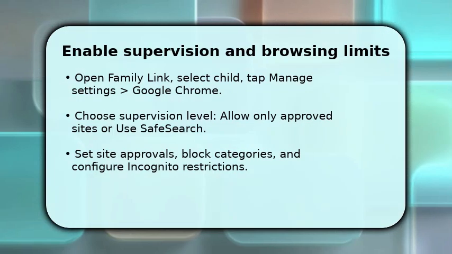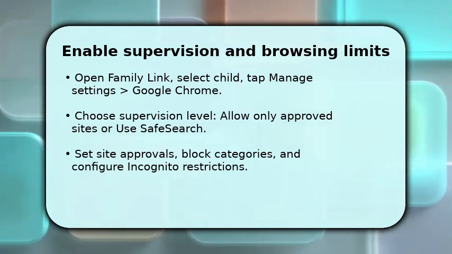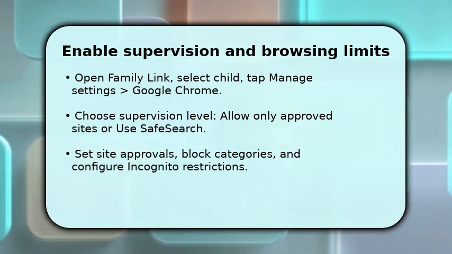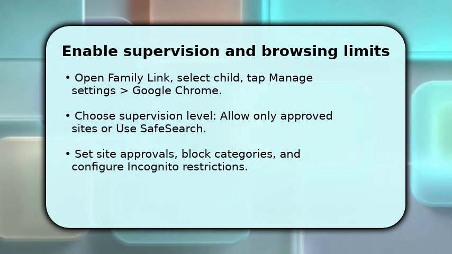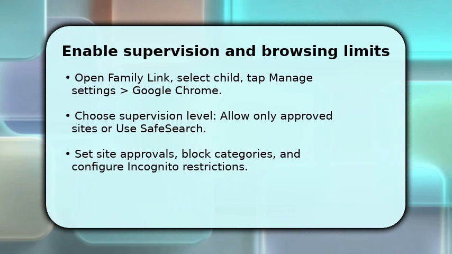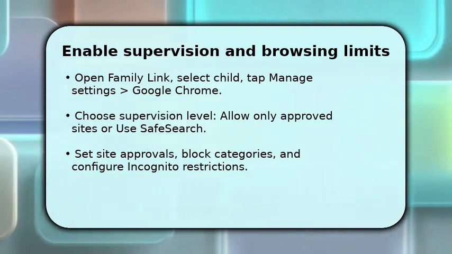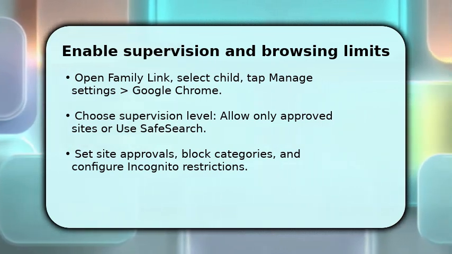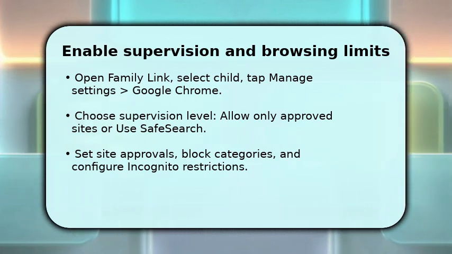You now enable supervision for Chrome through Family Link and choose the right browsing level, because this determines how strict filters will be. Once you select the child and go to Manage Settings, pick either Allow only approved sites for tight control or Enable Safe Search for broader filtering. Next, add specific site approvals and blocks so permitted content is explicit, and make sure incognito mode is blocked to prevent bypassing rules. This middle step is where rules are defined and enforced.